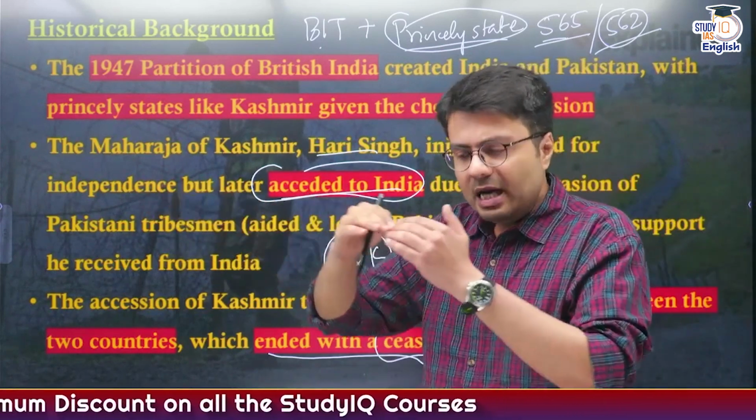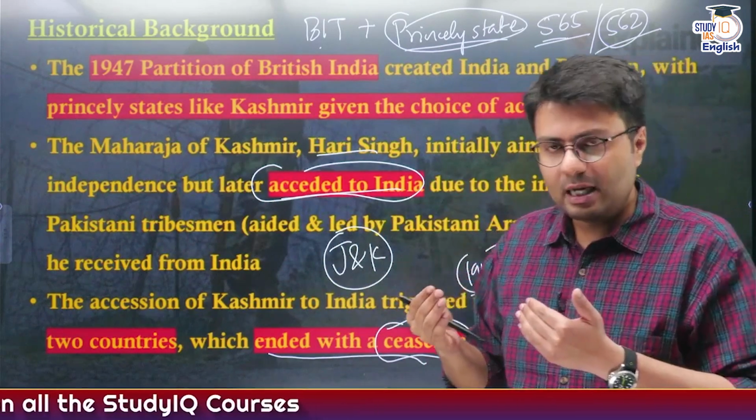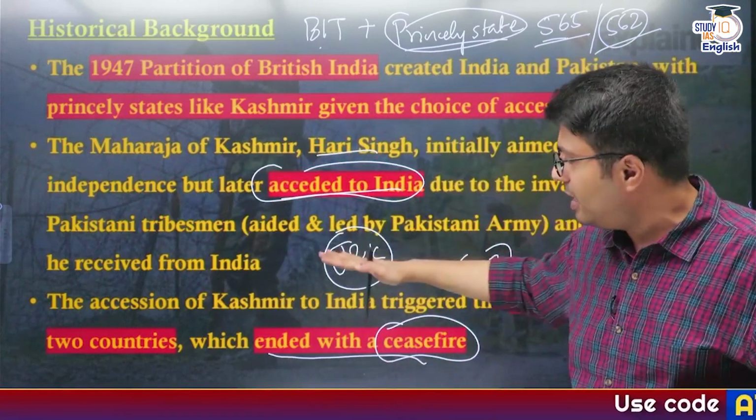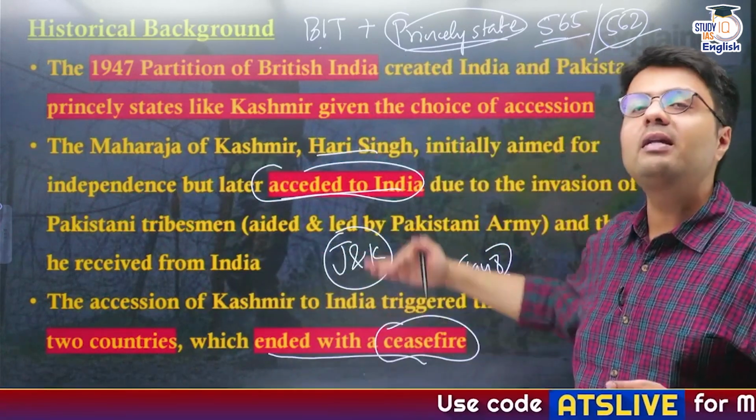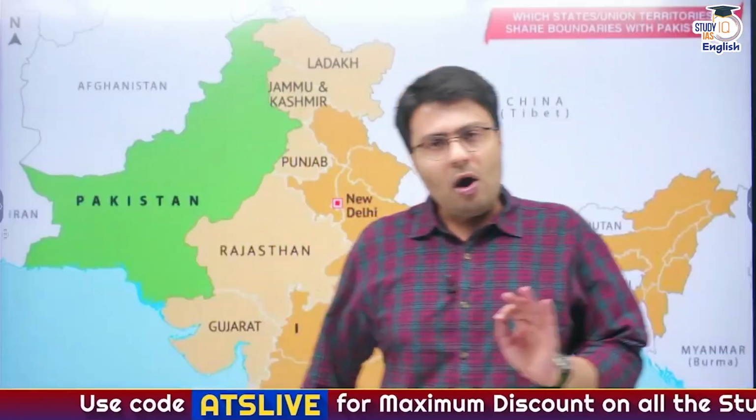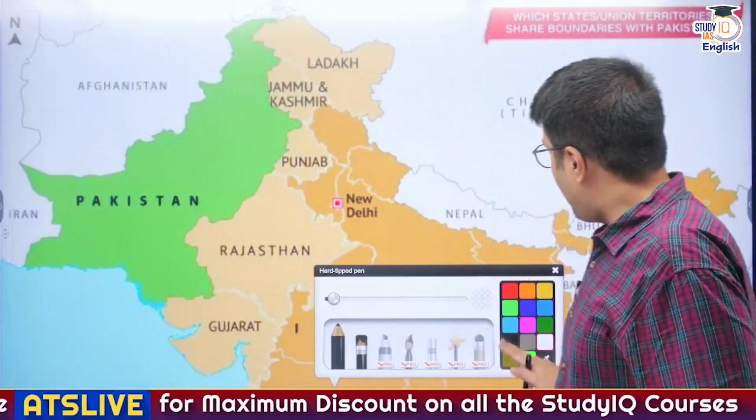So this current boundary between India and Pakistan actually does not mirror what was signed in the instrument of accession. Rather, it is a product of the ceasefire that happened in 1949. We'll understand this, no need to worry. Now, what is India's current boundary with Pakistan? You can understand this from the map.